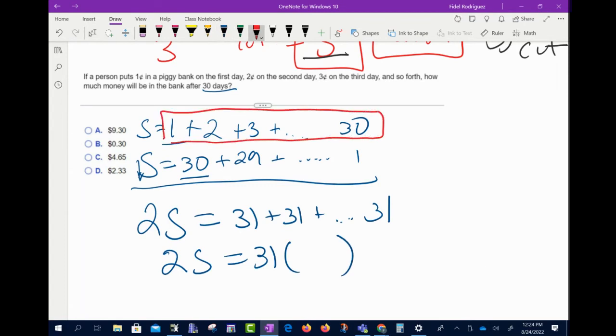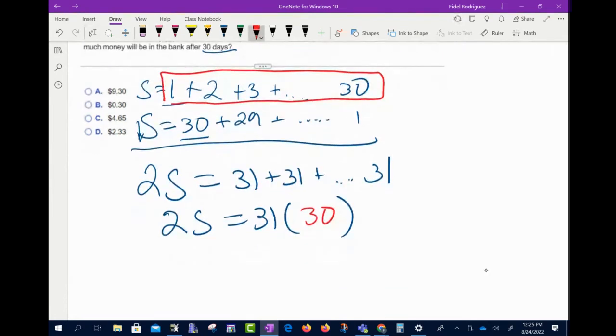How many numbers do we have here total? That's right. We have 30 numbers, so we're adding it up a total of 30 times. Y'all remember what the last step we had to do was? Divide by 2. Perfect. Could have stayed home today, guys. Y'all already know what to do.